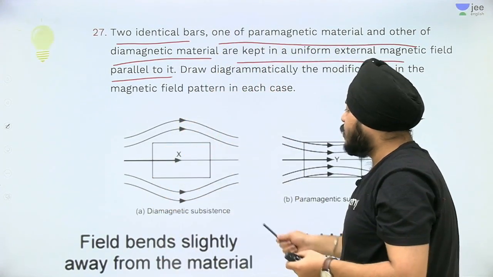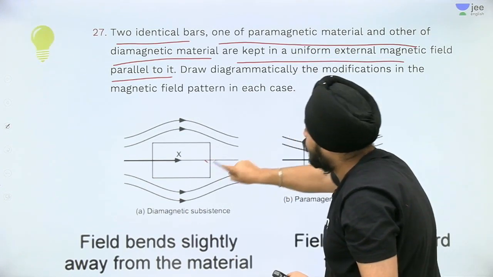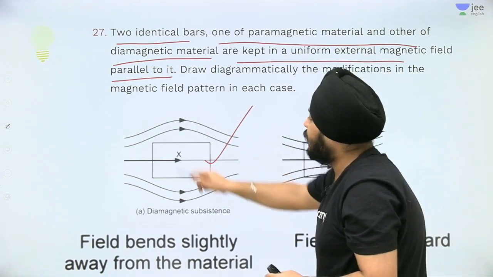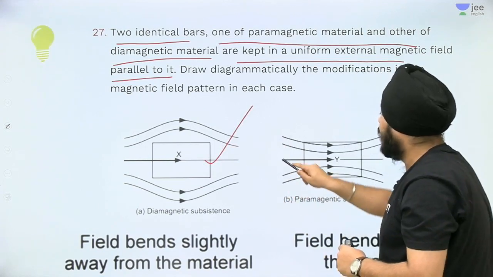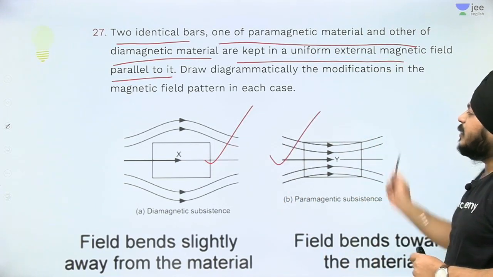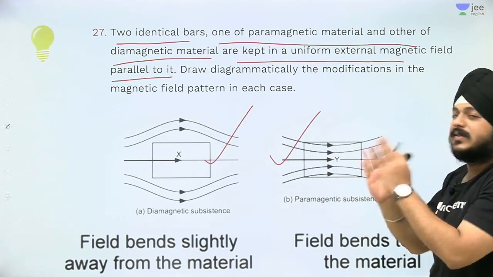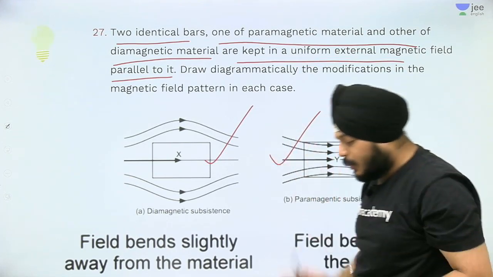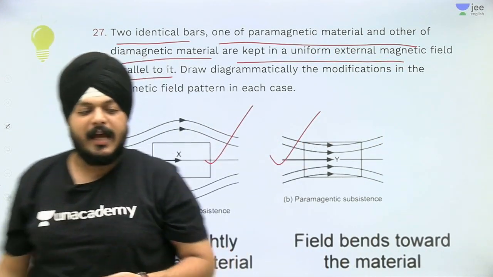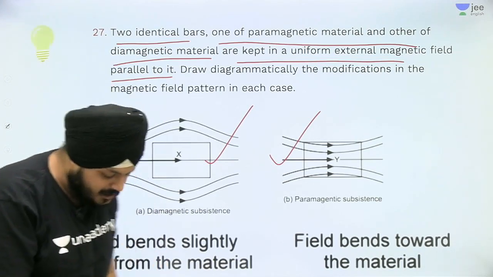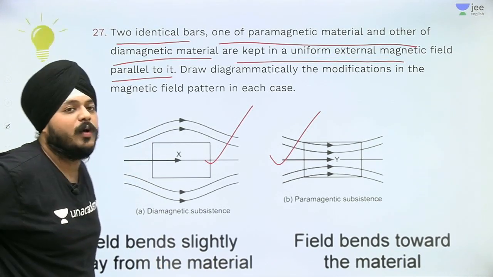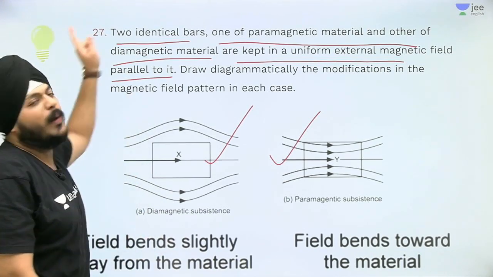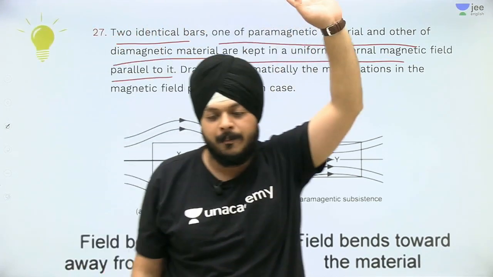In this kind of situation, if the diamagnetic material is introduced into the constant field, the field would be shifted from its position. And the same for the paramagnetic material. These two diagrams represent the exact situation when they are introduced into the magnetic field. Okay guys, I hope question number 27 is clear to you, right?